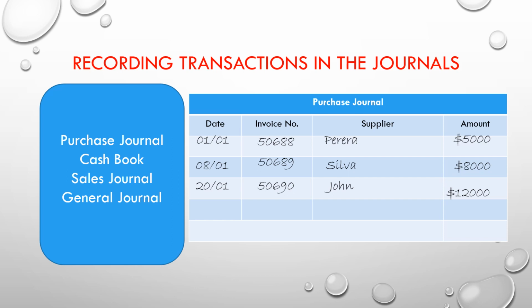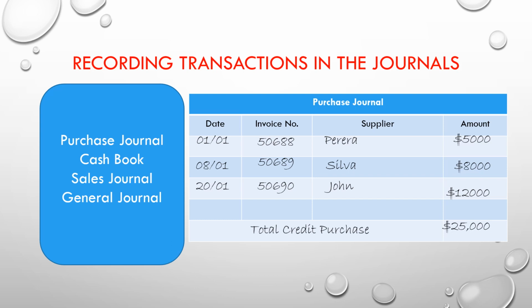Keep in mind the source document to recording this transaction in the purchase journal is the purchase invoice. So using the purchase invoice you can find out the relevant data to be included in this purchase journal. At the end of a particular period, maybe end of each week, let's say usually end of each month, we can add the purchase journal total 25,000.